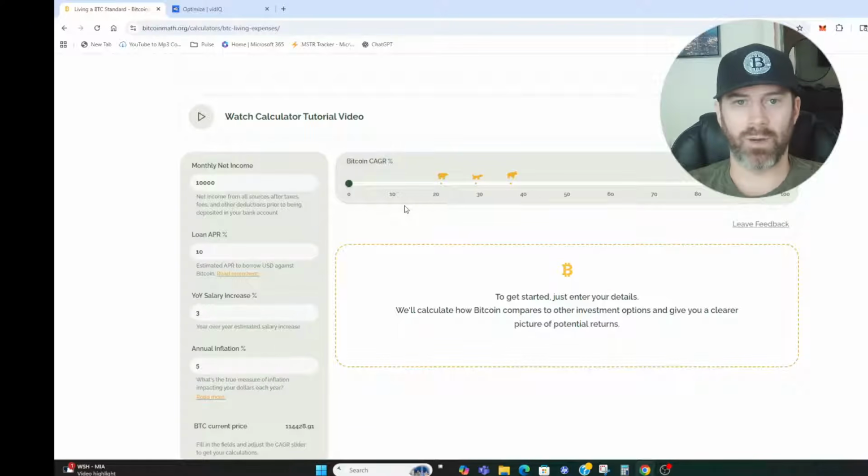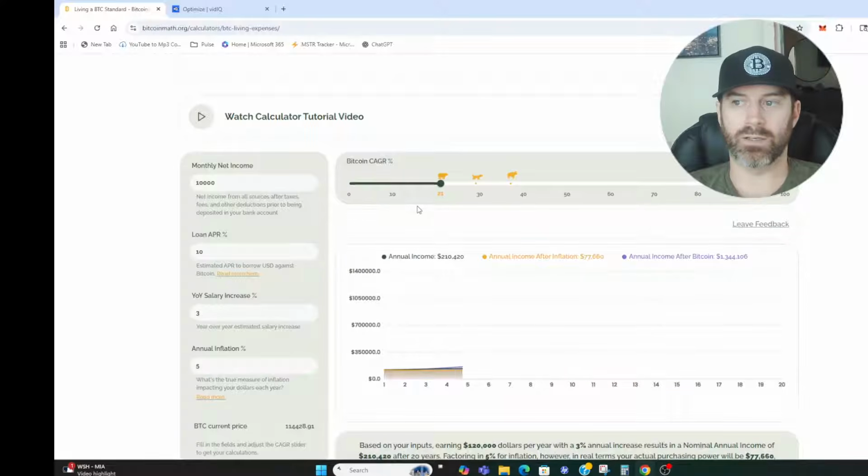Now, if you've never used my models before, the CAGR bar is what's going to determine the Bitcoin appreciation and performance over the term in the model. This model's 20 years, so for Bitcoin's CAGR, I'm going to set it at Saylor's bear case, 21%.